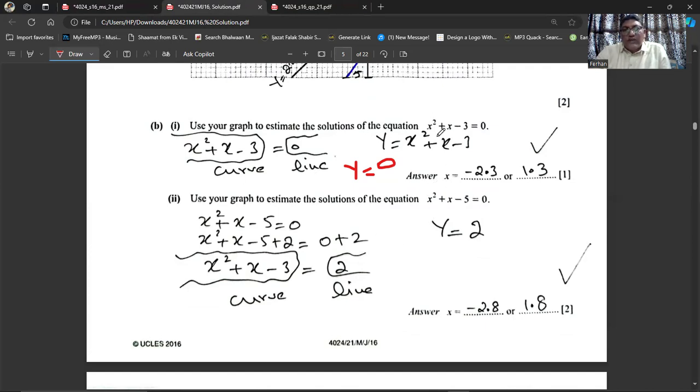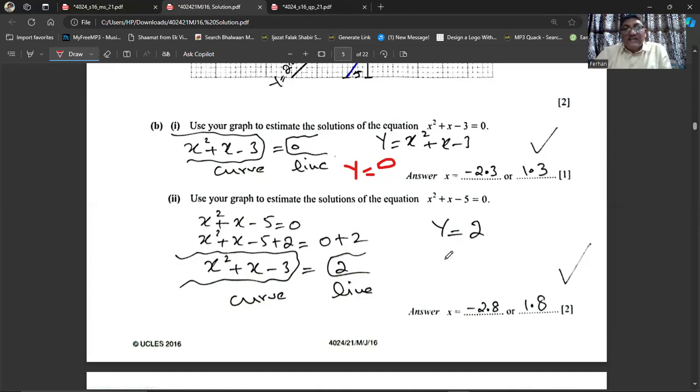From this left side, I will try to make this equation. So x squared is good, plus x is also good. This is -5. I want -3 on the left side instead of -5. So I will add +2 on both sides. So on the left side you will have x squared plus x minus 3 equals 2. This is the expression for the graph which I have already drawn, x squared plus x minus 3. Whatever you have on the right side, I will say this is y equals 2.